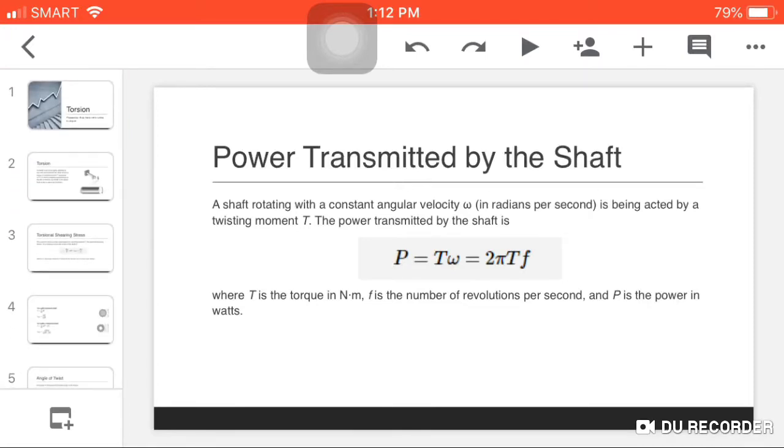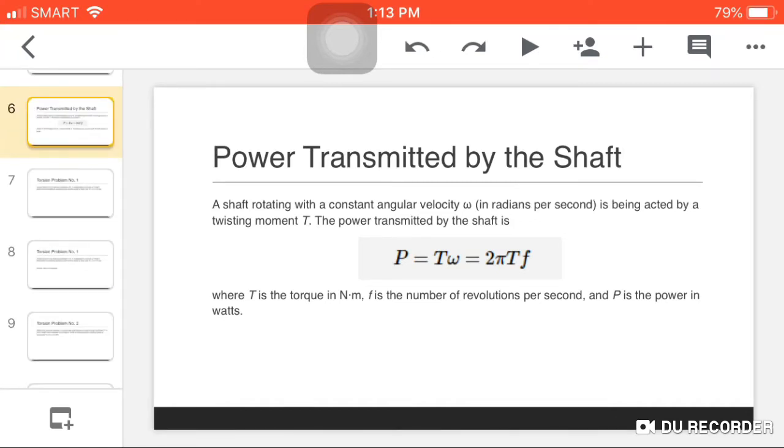So that's all for the principles behind torsion. Then next is for the problem solving.